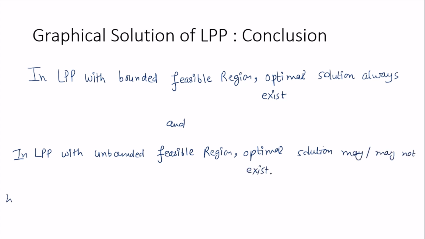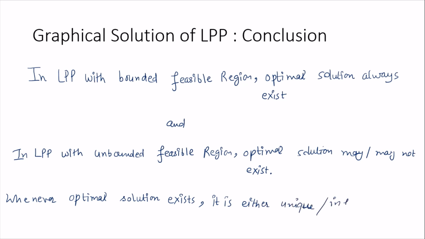And then what else we saw? That whenever the optimal solution exists, you can comment on how many optimal solutions exist. So it is either a unique one or the number of optimal solutions is infinite. There is nothing in between. You cannot say give me an LPP with exactly 2 optimal solutions or exactly 3. Whenever it is 2 or 3, that means it is infinite, or it is just the unique. So that's all about graphical solution of LPP. Thank you.